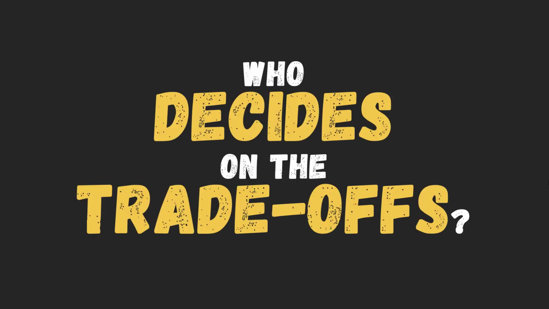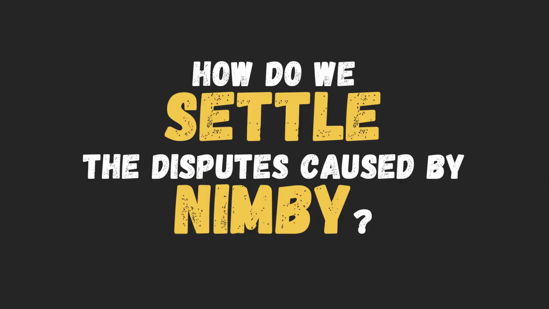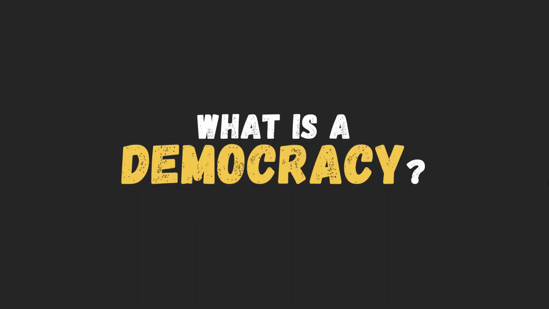The important question is who decides on the trade-off, and usually in a representative democracy, this will be the person that you have chosen. And how do we settle the dispute that is caused by NIMBY? The answer is we, the citizens of a democracy in Singapore. So what in the world is a democracy? Let's take a look at this video and find out now.